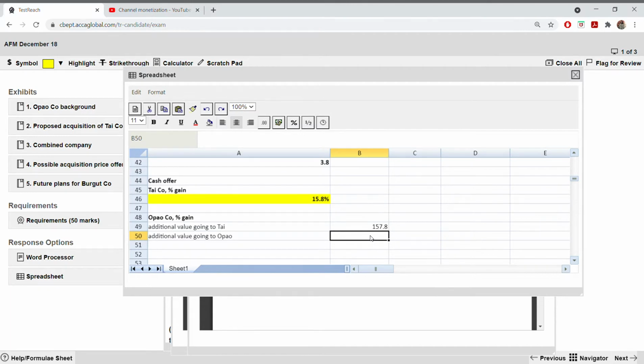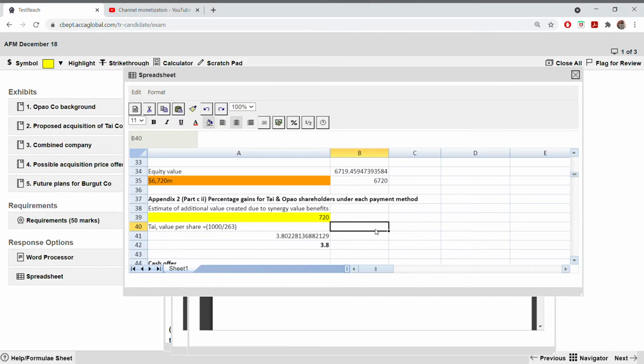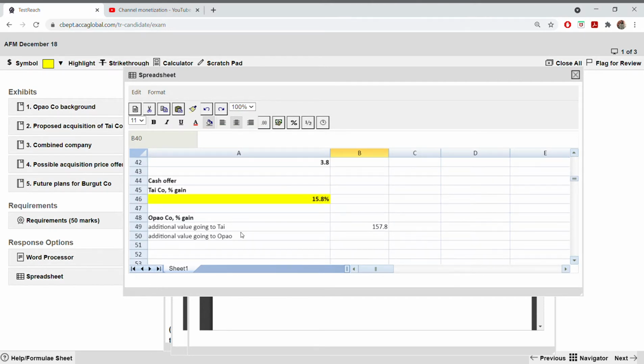What will be the additional value? See, what was the additional value? We got it here, 720. Let us highlight this also. It is this one. So 720 was the additional value. Out of the 720, you have to first find out how much is going to Thai and how much is going to Oppo. Okay. So 60% of 263. Next, 720. Okay. So this 720, equal to 720 minus this one, close bracket.